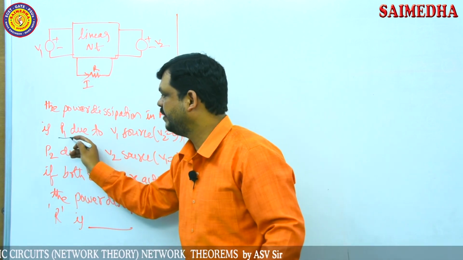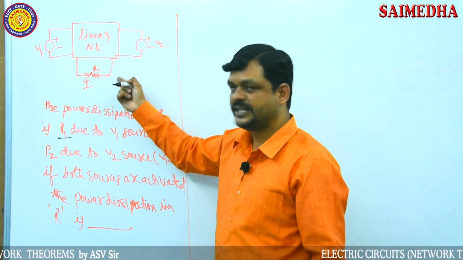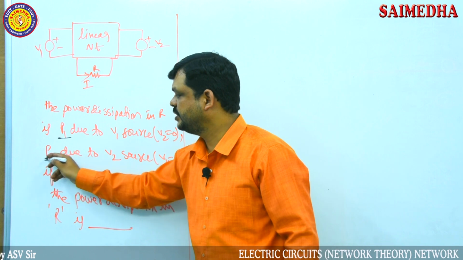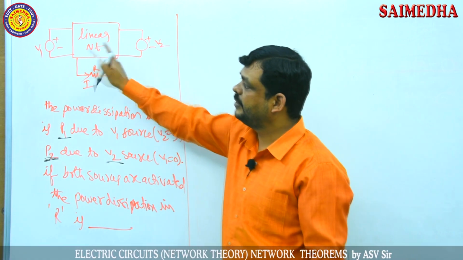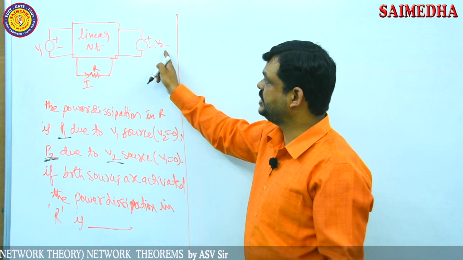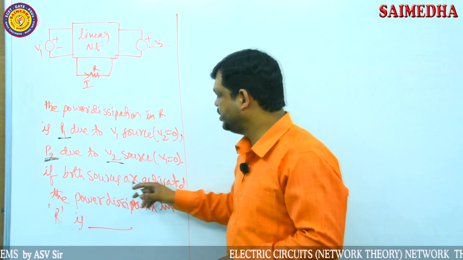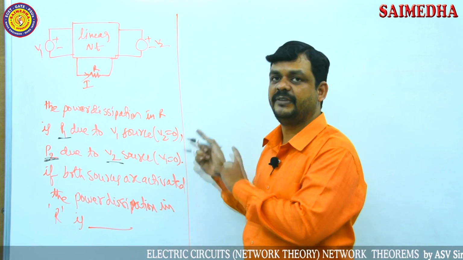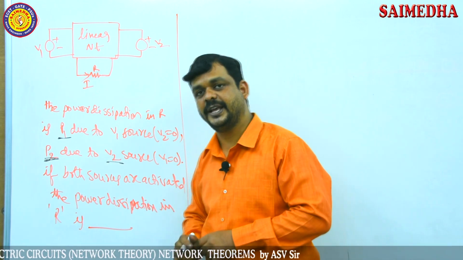This is one given parameter, and the power dissipation in resistor R is P2. This is P2 due to the V2 source, means V2 is activated, V1 is eliminated. So V1 is 0. If V1 is eliminated and V2 is activated, this also comes under individual response. Then if both the sources, V1 and V2, are activated, the power dissipation in the resistor R is asked.